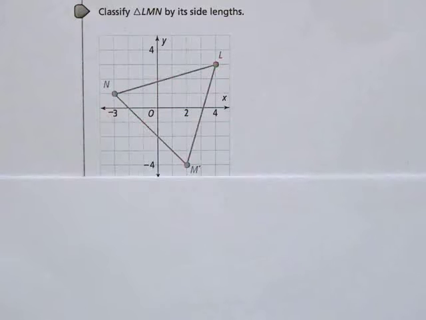In this problem, we're asked to classify the triangle LMN by its side lengths. In other words, is it equilateral, is it isosceles, is it scalene? And we need to figure out the lengths of the three sides in order to do that. And the way we're going to do that is we're going to use the Pythagorean theorem.